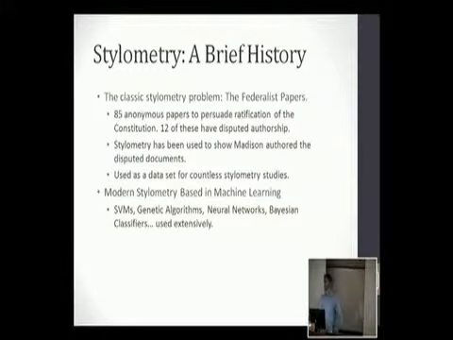And the original studies looked at the use of certain words in these documents to show that the words that were used in these unknown documents are words that Madison would much more likely have used than Alexander Hamilton.